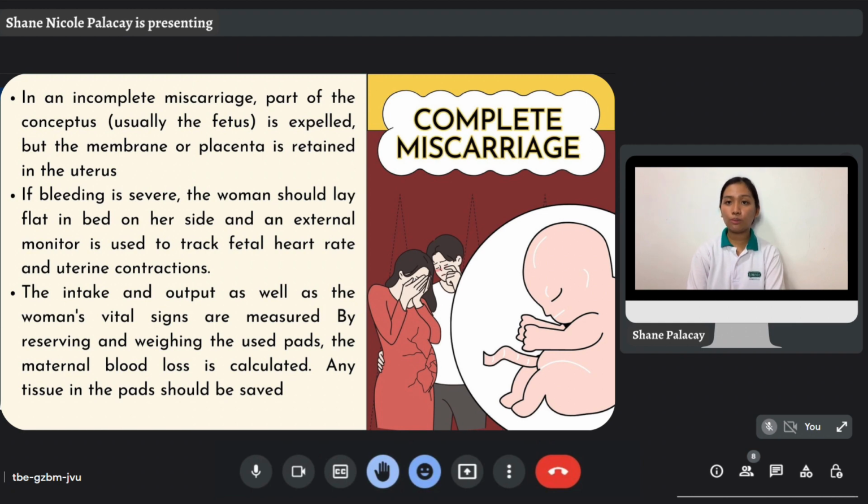The intake and output as well as the woman's vital signs are measured to determine her maternal reaction to blood loss as well as renal function. By reserving and weighing the used pads, the maternal blood loss is calculated. Any tissue in the pads should be saved since it might include fetal products.